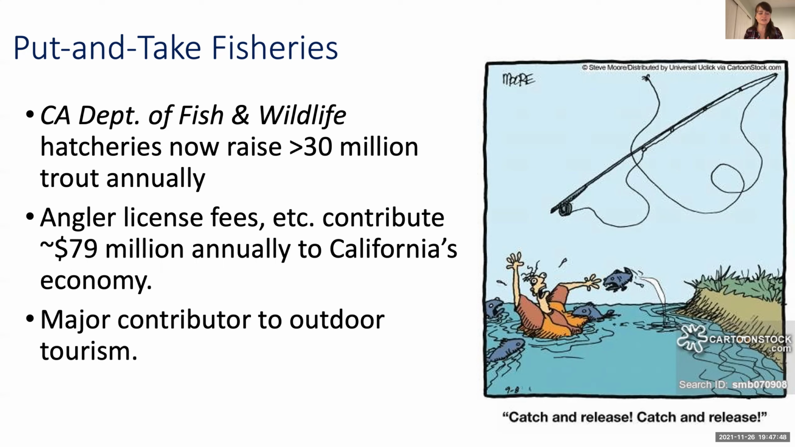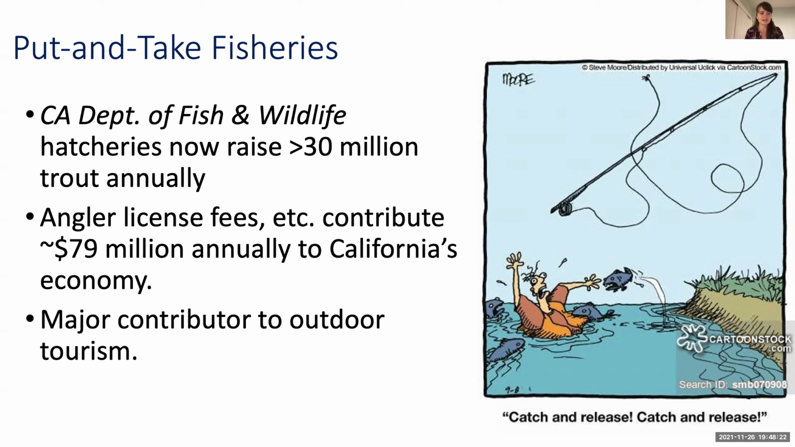So in 2020, California had 2.2 million recreational anglers, and those anglers contributed over 79 million to California's economy. And so that's a major contributor to outdoor tourism. And we do want people to get out and enjoy nature. It's been shown that people's disconnect from nature, especially as children, decreases the likelihood that that person will want to support conservation efforts with their time, money, and vote later on in life. So we do want that. We want them to be connected with nature.